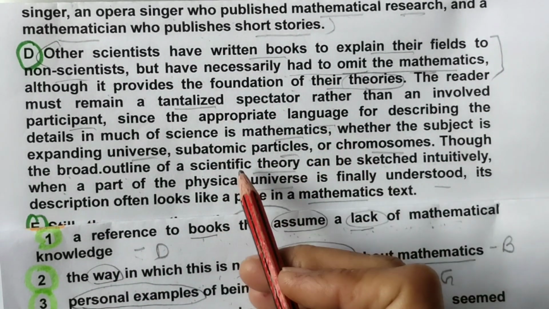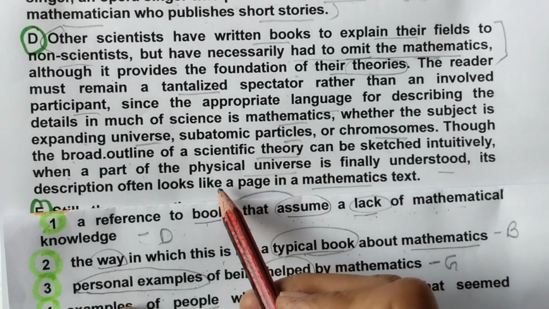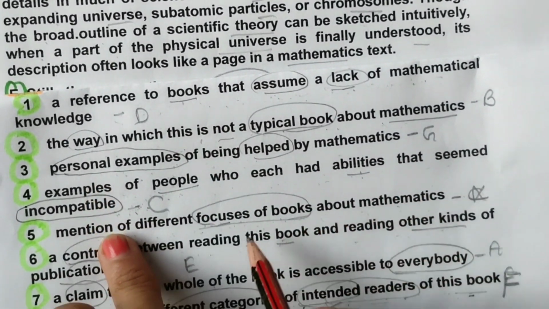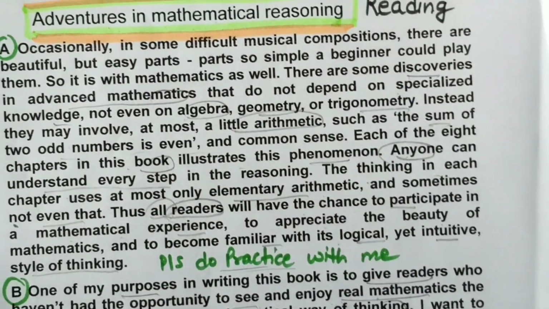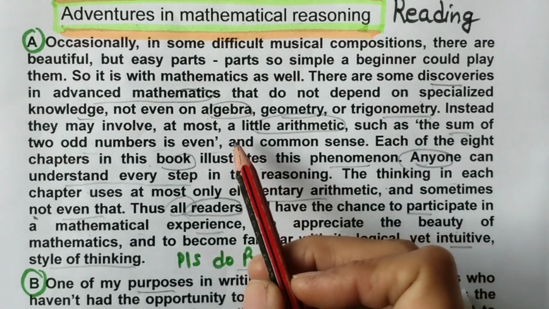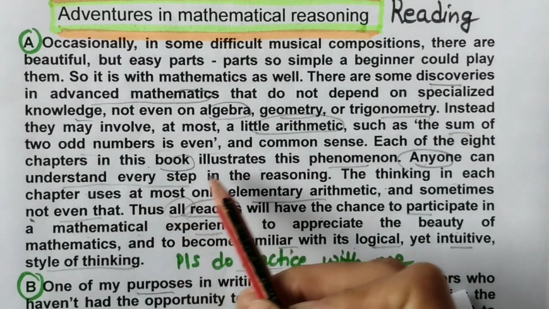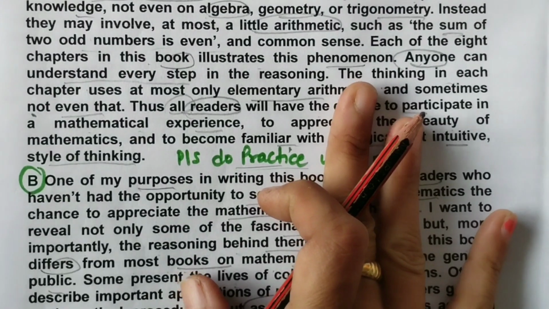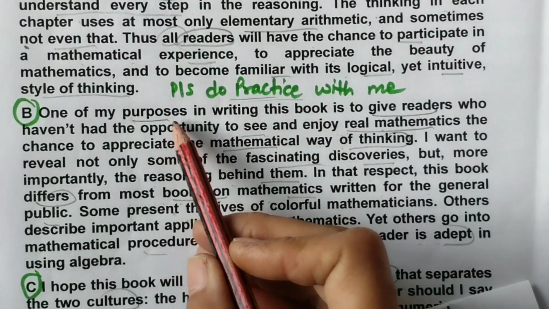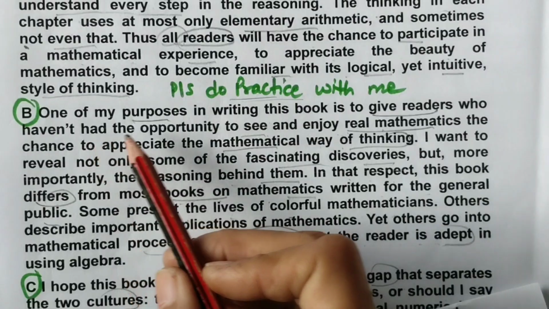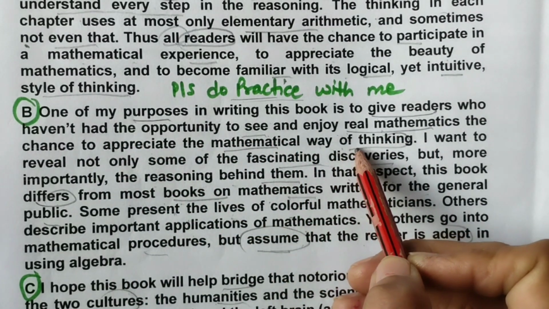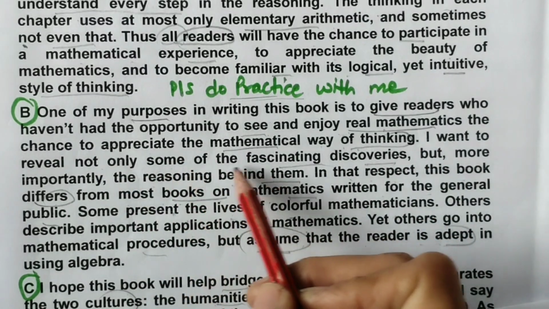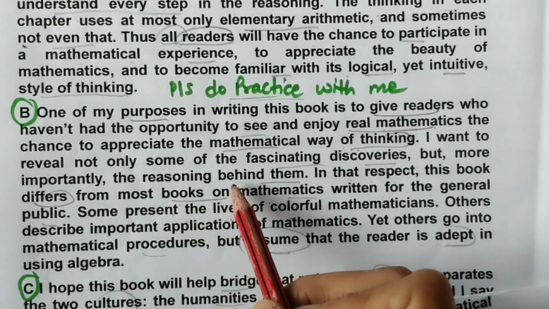Okay, so yes, this will come. What about this? I'm worried about mention of different focuses of books about mathematics. Let's read A number paragraph also. Is there anything anyone can? So in this, they are just focusing on anyone can read. Anyone can read it. One of my purposes in writing this book is to give readers who haven't had the opportunity to see and enjoy real mathematics to appreciate the mathematical way of thinking. I want to reveal not only fascinating discoveries but more importantly the reasoning behind.